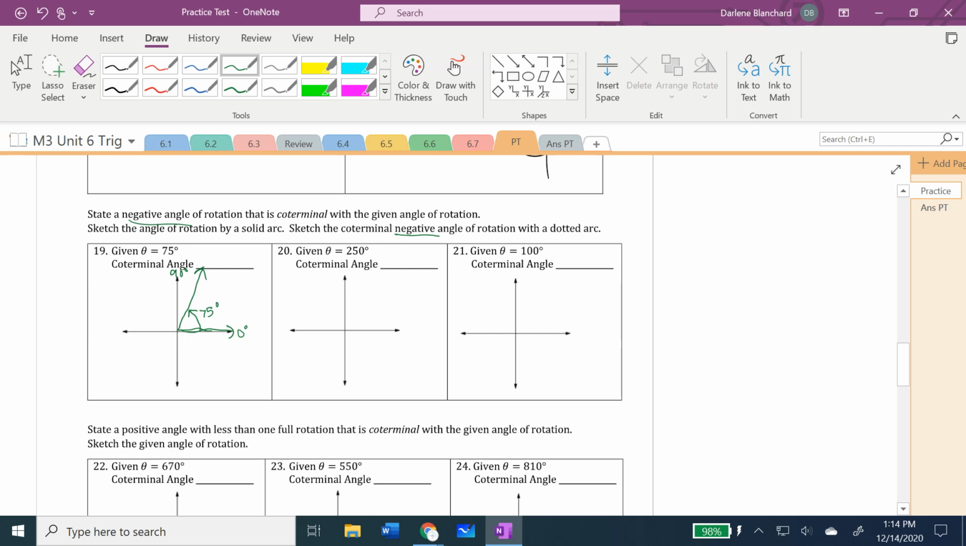This is asking for a negative angle that is coterminal with that angle. If you subtract 360, you will find a coterminal angle that is negative. So then that will take you to negative 285. And the directions are asking you to sketch the angle of rotation by a solid arc, which was already done here, and sketch the coterminal angle with a dotted arc, dot, dot, dot, dot, dot, and ding, for the negative 285.